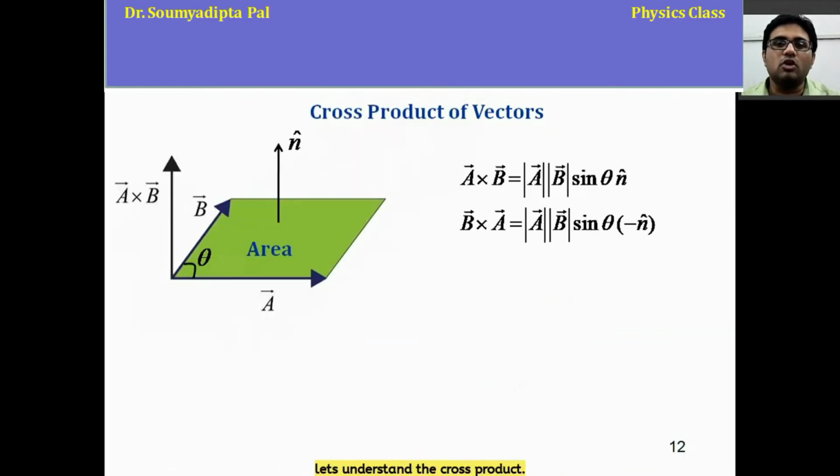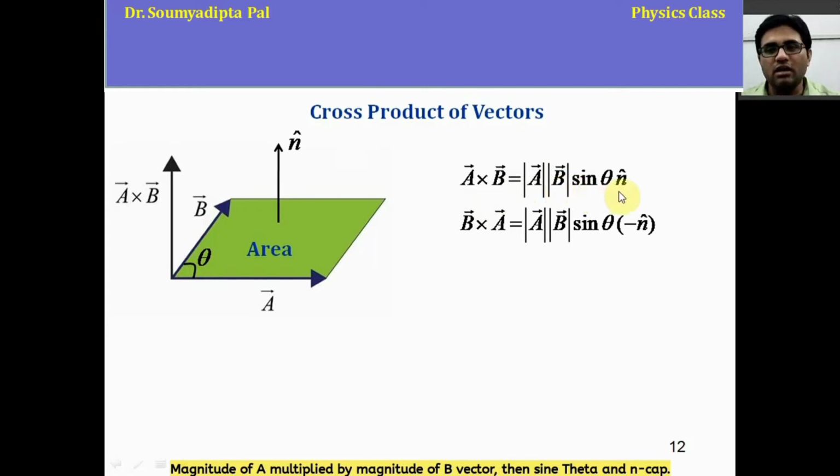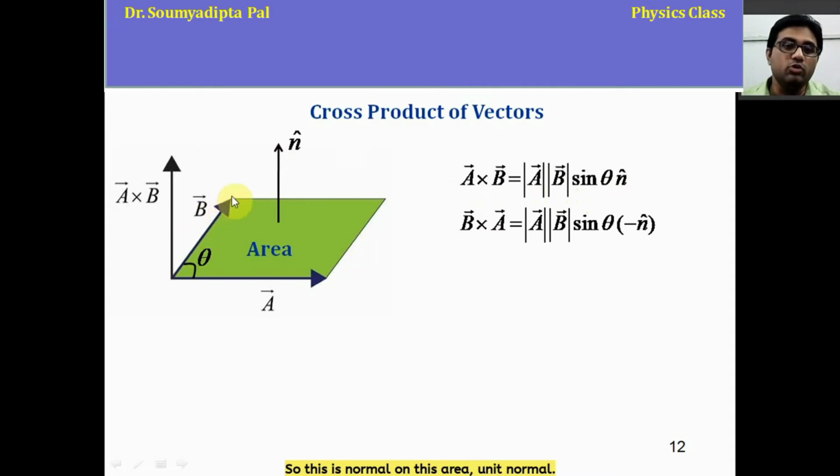Now let's understand the cross product. Here A and B are these two vectors and the angle between them is theta. If we perform the cross product, this will be the form: magnitude of A multiplied by magnitude of B vector, then sin theta and n cap. Now what is this n cap? N cap is the perpendicular on this area, so this is the unit normal on this area. This will give us the direction of this cross product. So n cap is the unit normal along the direction of A cross B.